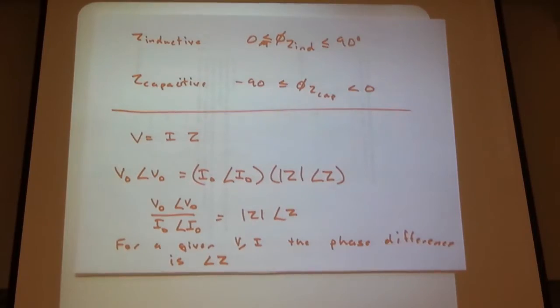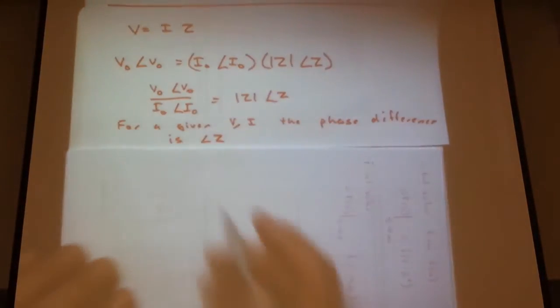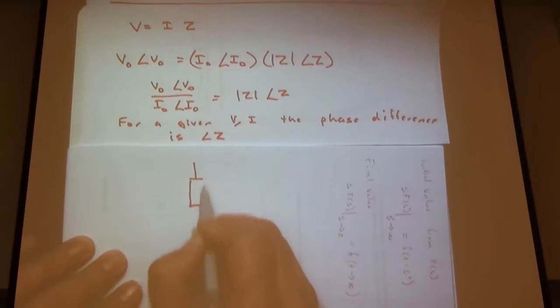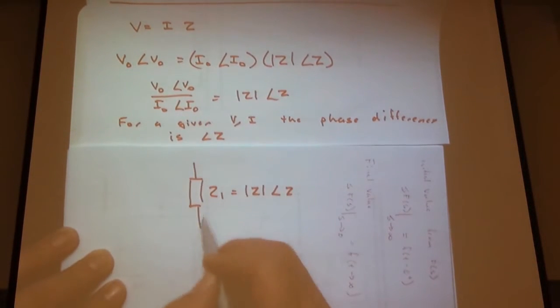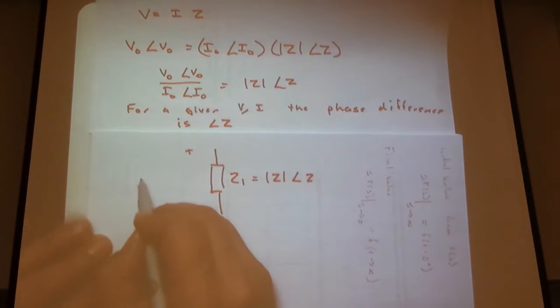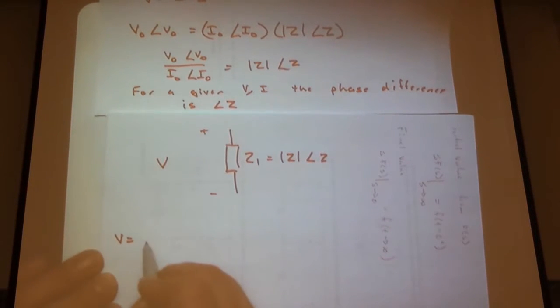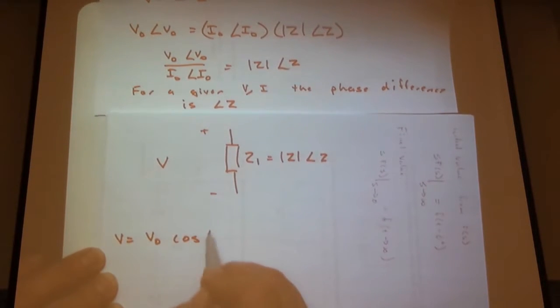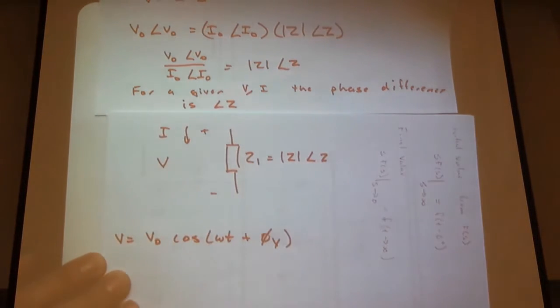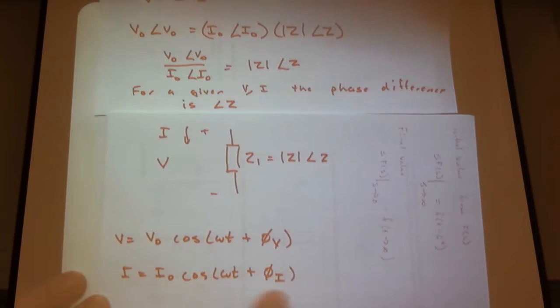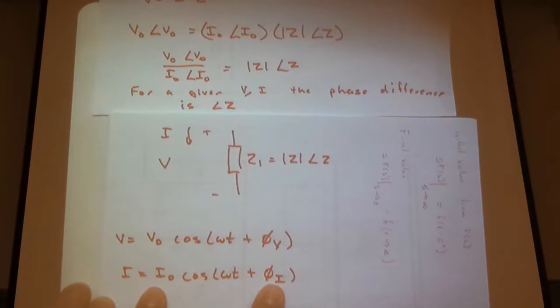I'm going to write it out a little bit circuit-like. We just take an arbitrary component, Z1, which is some magnitude Z, angle Z. We measure current across that. Well, V equals some V naught cosine omega t plus, we'll write a phi V there. And then we have current going down. Some I, and I equals I naught cosine omega t plus phi I. But we know the relationships for both of these. What does this have to be?